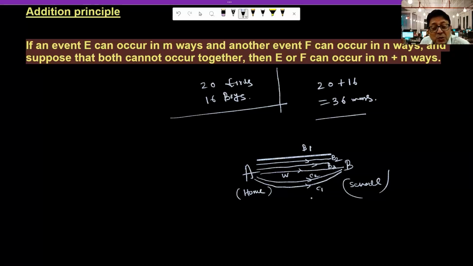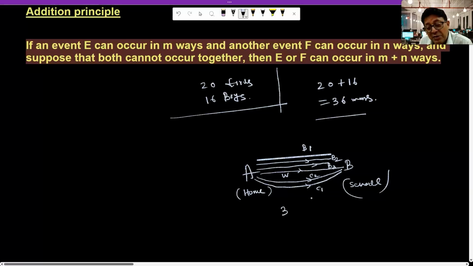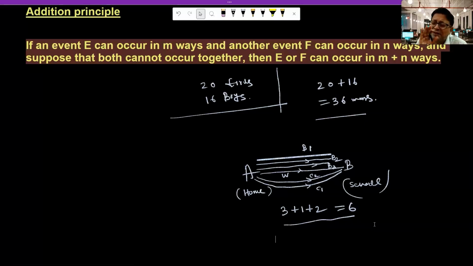So how many ways can you go from your home to your school? That is either by bus route or by walking or by car routes. So in an either-or case, it will be 3 plus 1 plus 2. This is equal to 6. Okay. So you can go from your home to school in 6 different ways. I have added all these possibilities. So this is the addition principle, which is very easy to understand.